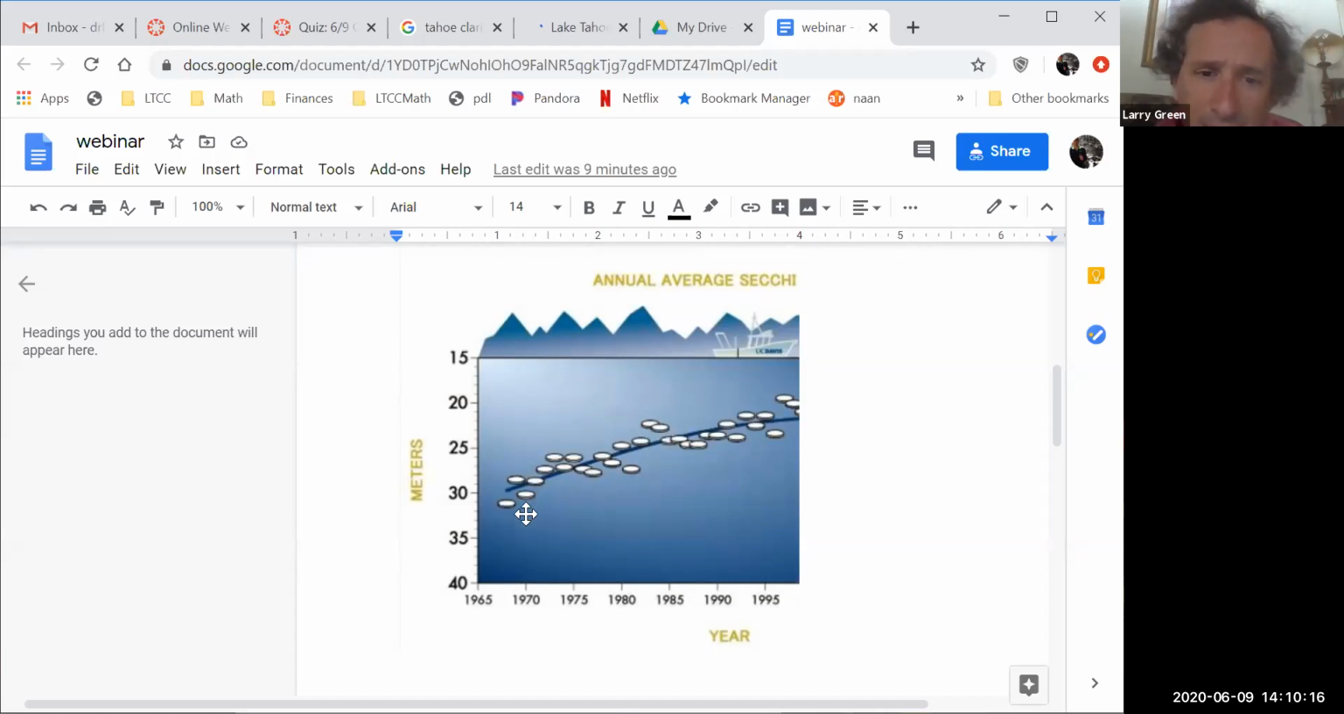Okay, so now you look at this and you say, does it look like there's a relationship between year and meters? Does it look like there's a relationship? Or does it look like it's just random? Yeah, it looks like a relationship. Are you ready for a trick question? Okay, so what you do next is you say, well, we have this relationship. It looks like we have a relationship.